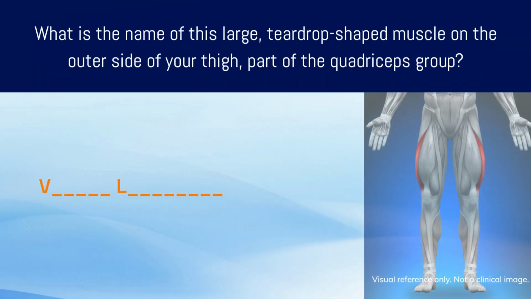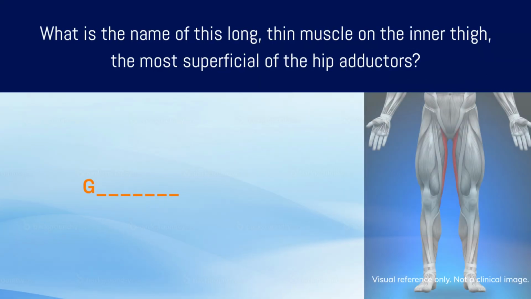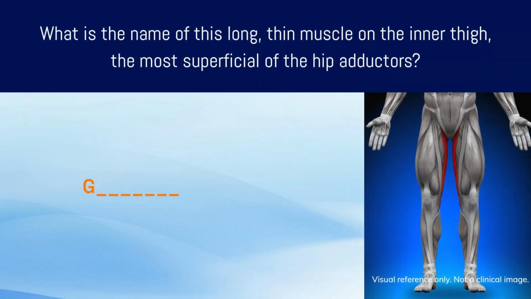Sternocleidomastoid. What is the name of this large, teardrop-shaped muscle on the outer side of your thigh, part of the quadriceps group? Vastus lateralis. What is the name of this long thin muscle on the inner thigh, the most superficial of the hip adductors? Gracilis.